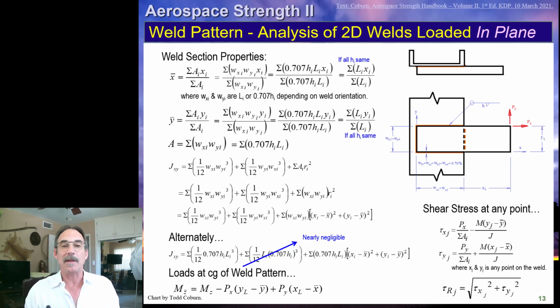So if you're implementing this, you're going to create the table, which gives us the properties. And then you're going to calculate your stresses, which means you're going to need an X and a Y coordinate, and then you're going to need a tau X, a tau Y, and a tau resultant for any point that might be critical. Mostly those are going to be the extreme fibers, the welds. That's how we analyze in-plane welds.